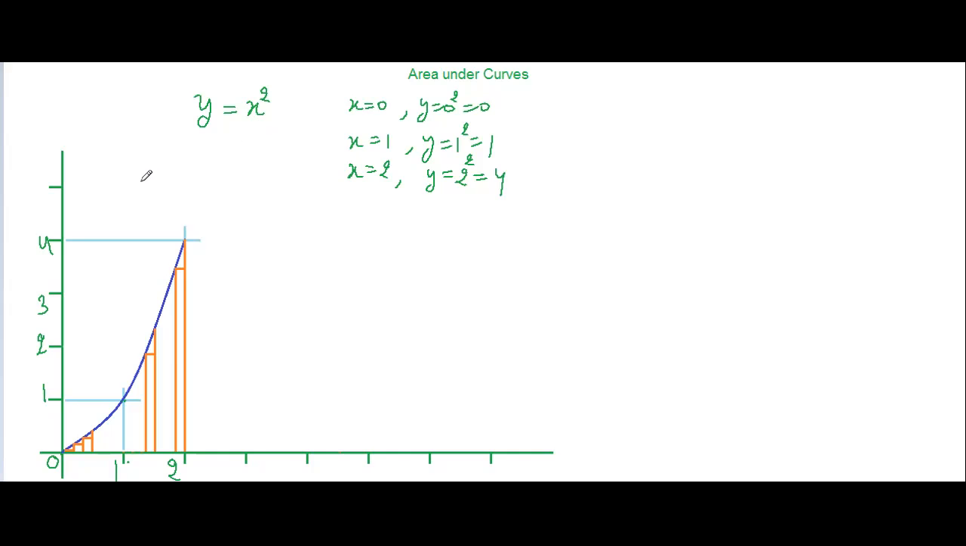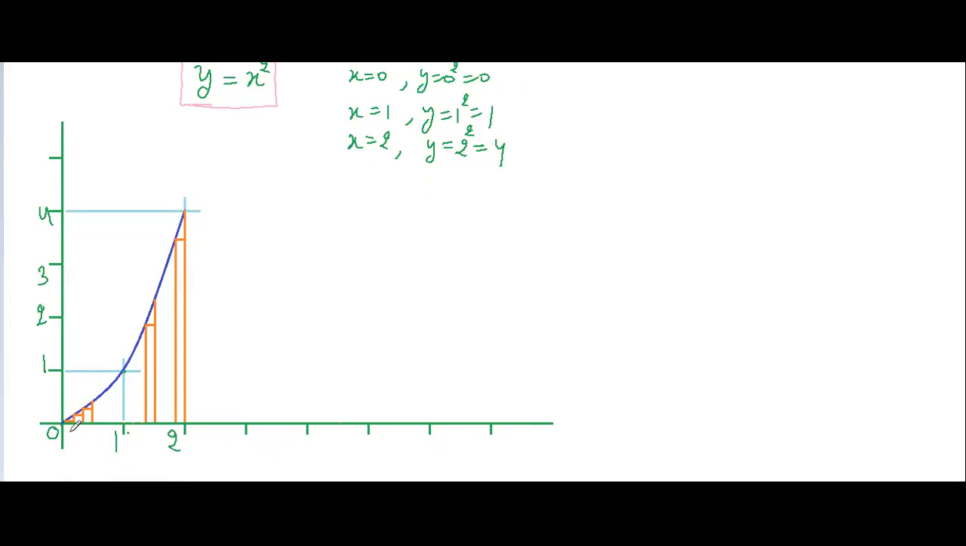In that case, we found the equation of the straight line first. That was the main part of the calculation. We already have the formula for the curve, y equal to x square. And if we find the x coordinates, this is 0. 2 is the length of the projection of this curve on the x-axis. So if we divide this length 2 into n parts, then each width is h.